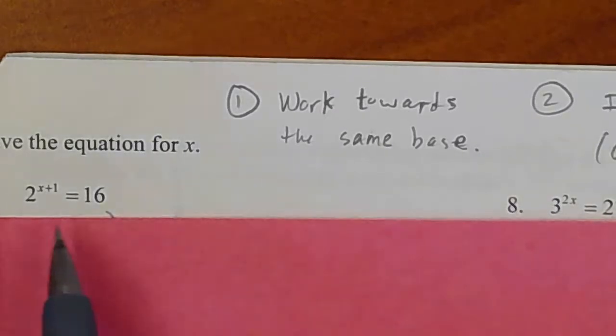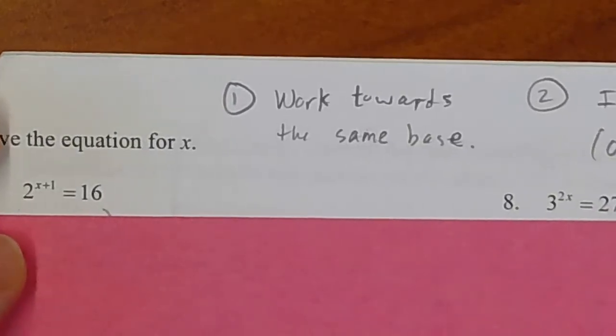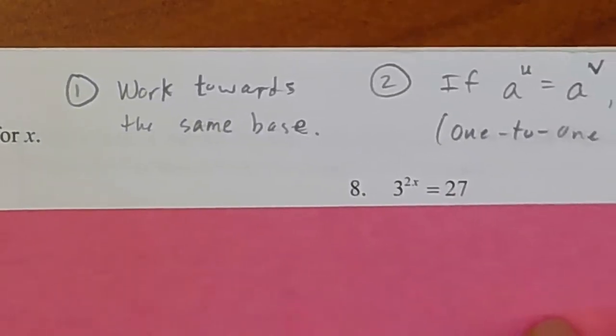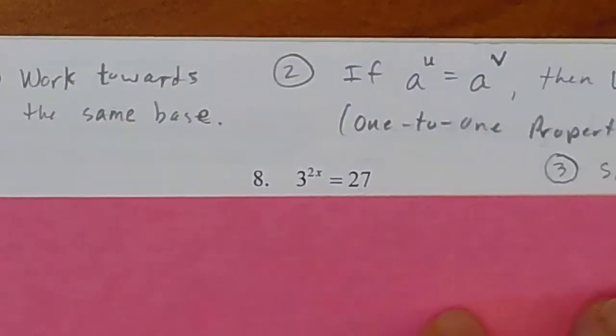What does that mean? Right now, I have a base of 2 and a base of 16. They're not the same base, so we're going to work towards the same base. Once we get the same base, we're going to move on to step 2. This is also called the one-to-one property.